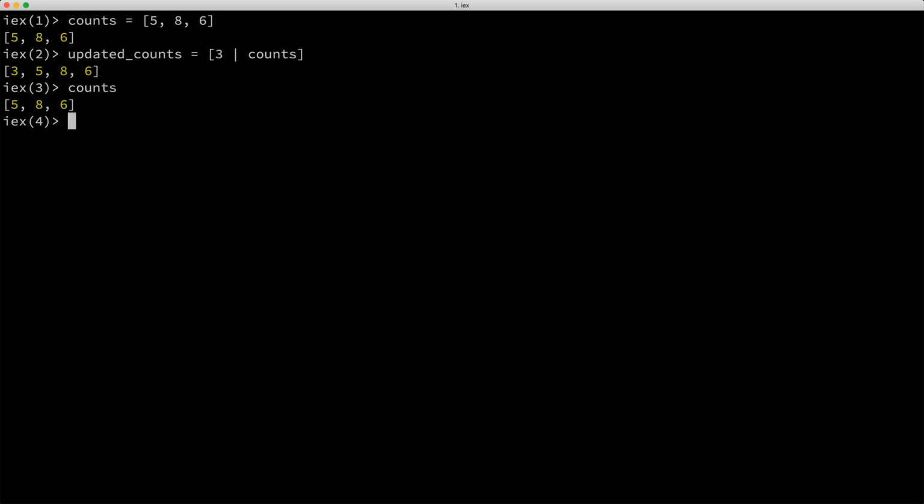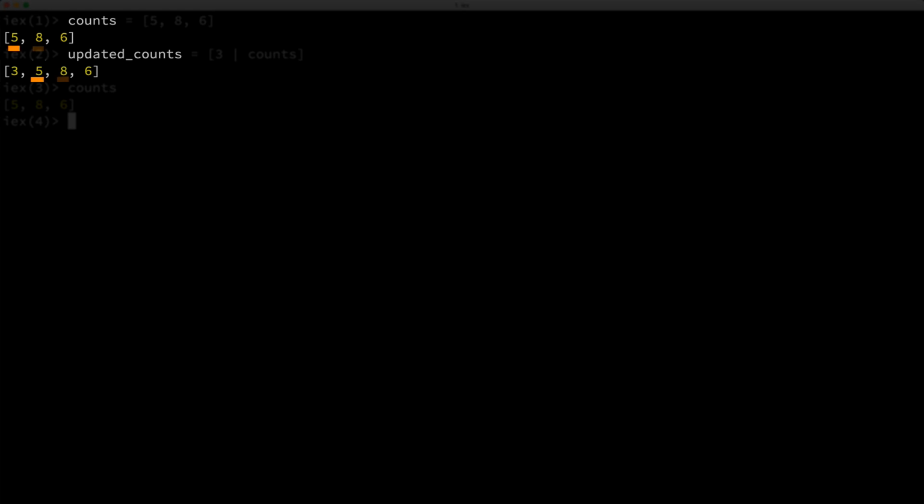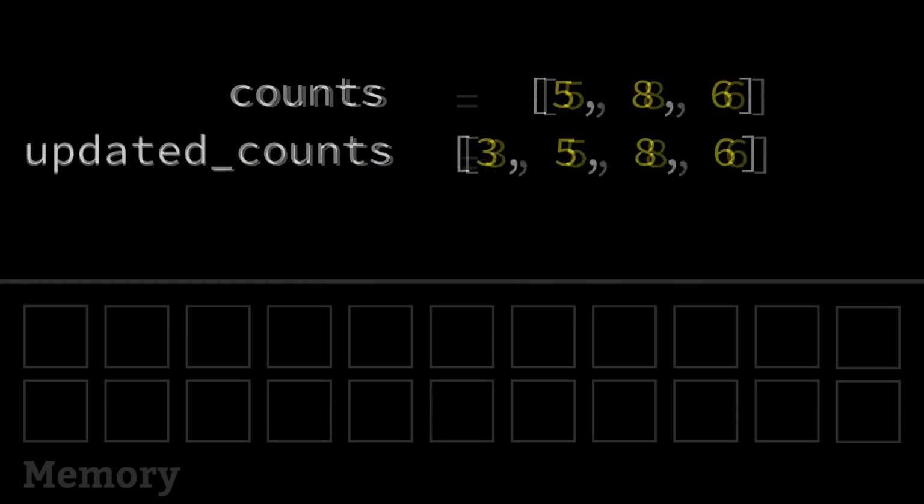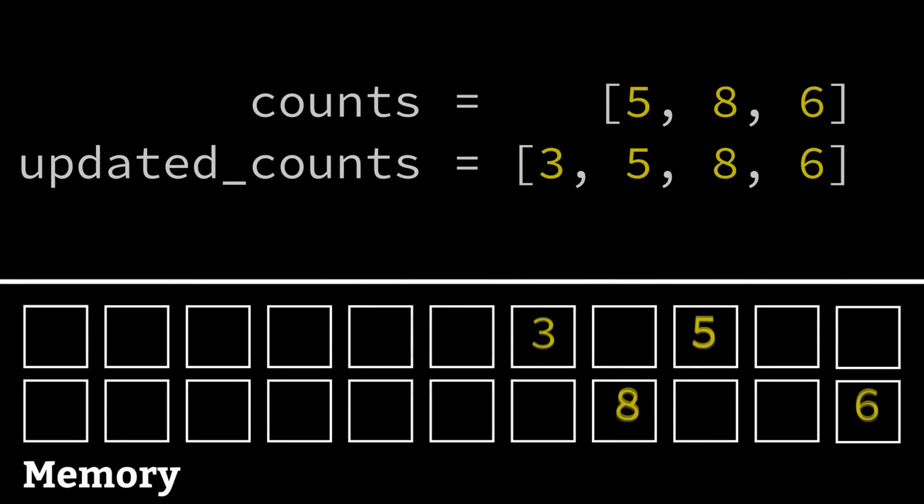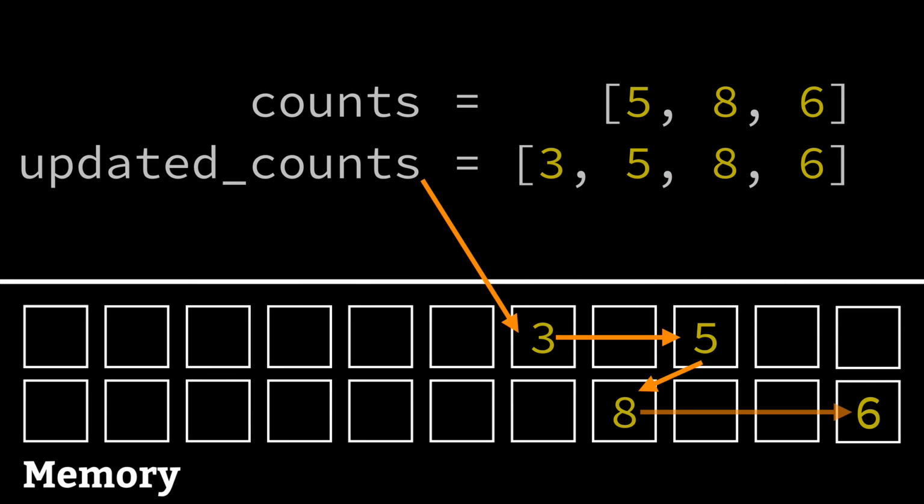Let me ask you this. The lists that the variables counts and updated_counts point to are very similar in that each of them contains the common numbers 5, 8, and 6. Do you think each of these sets of numbers are stored separately in memory? For discussion's sake, let's say both of these lists are pointing to the same values in memory. This would be nice because it optimizes memory usage. Now, what if we could mutate data in Elixir, and we mutated the counts list, changing the number 5 to 50?